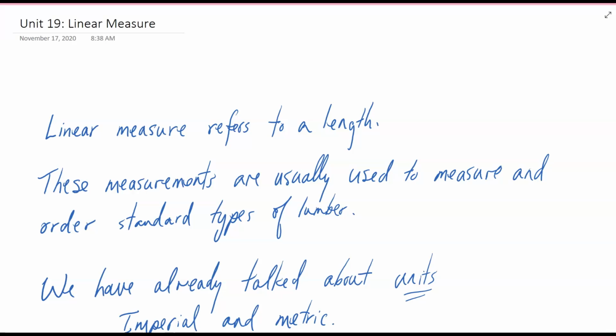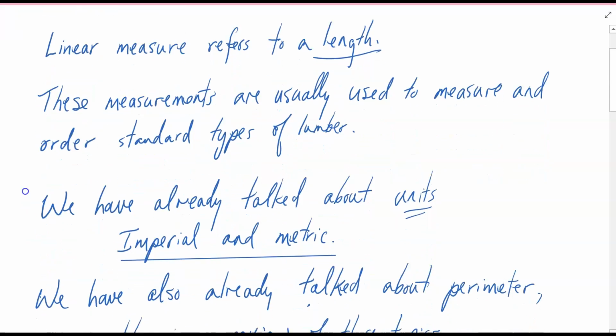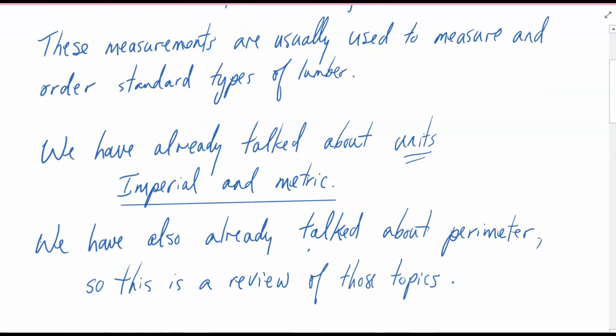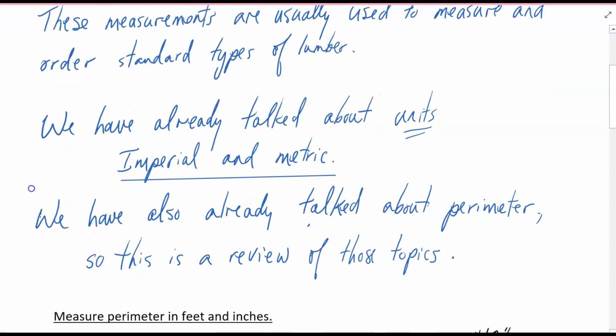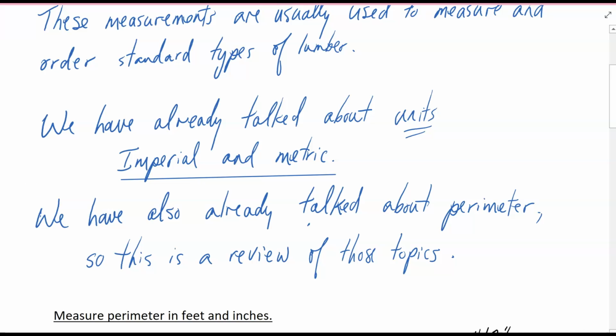Okay, in this video, we're going to talk about linear measure. Linear measure refers to taking the measurement of a length, and these measurements are often used to measure and order standard types of lumber. We've already talked about the units, imperial and metric. We have also already talked about perimeter, so this will be a review of the perimeter concept.